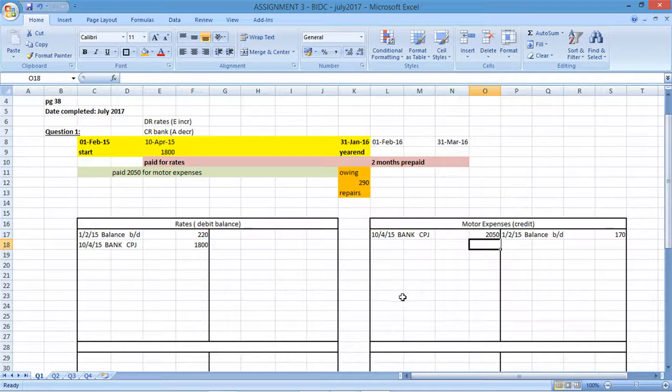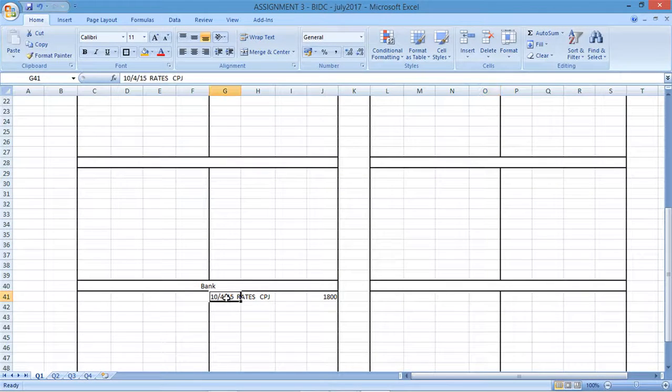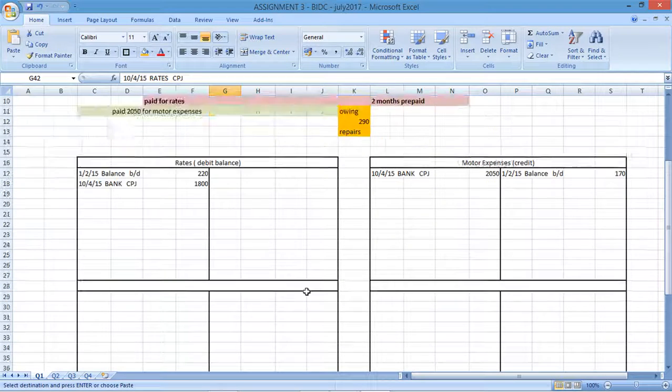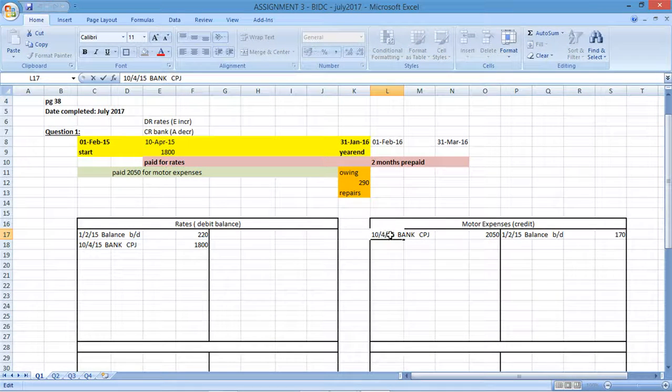So 2,050 goes there, and if you wanted to, you could show this here. We need to change the date though. I need to use the date they've given us in the question, which was during the year. During the year, we don't know exactly when it was paid. They just said during the year. So I'm just going to use the year end, because I'm taking the total from the actual journal. And in terms of the year, this is 31 January 2016.